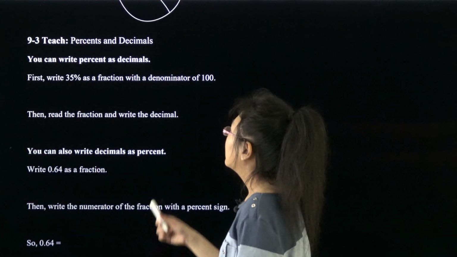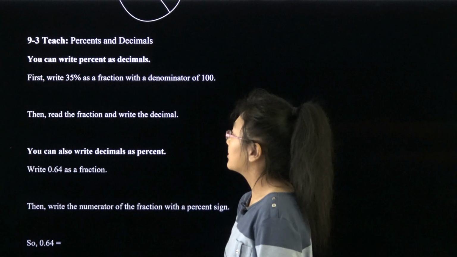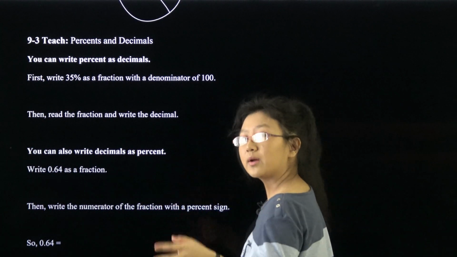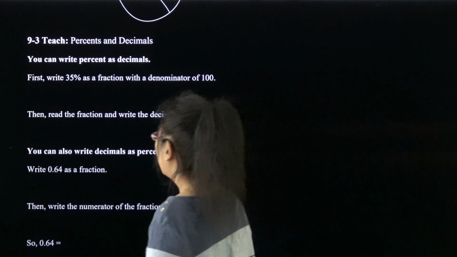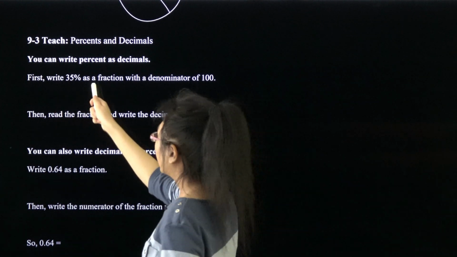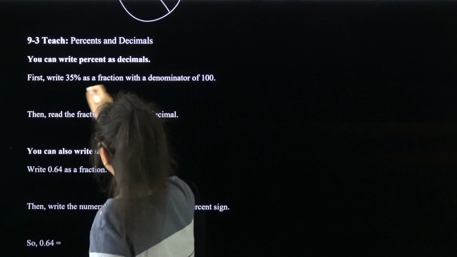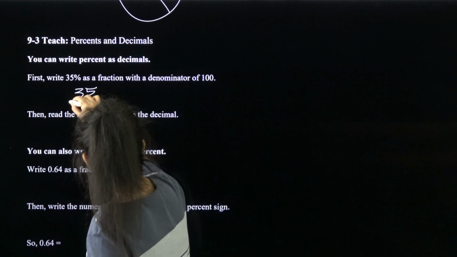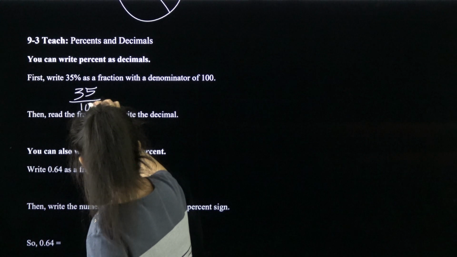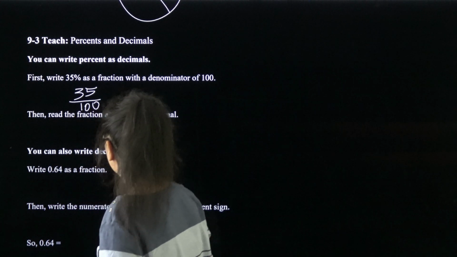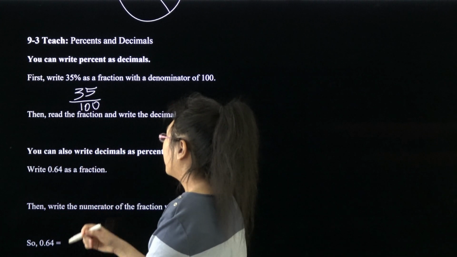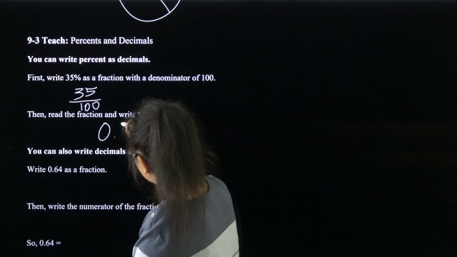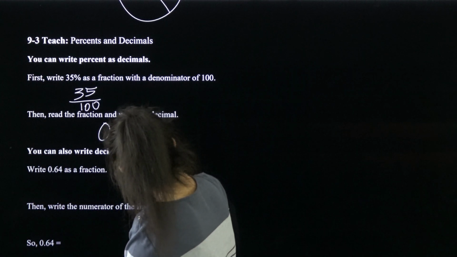We're at section 3 now, which is percents and decimals. Now, we can also write percents as decimals, just like how we can write fractions as decimals. Here's the steps that we go through. First, we write, let's just use 35%, 35% as a fraction. So that would be 35 over 100. So that would be 35 hundredths. And that would equal 0.35.